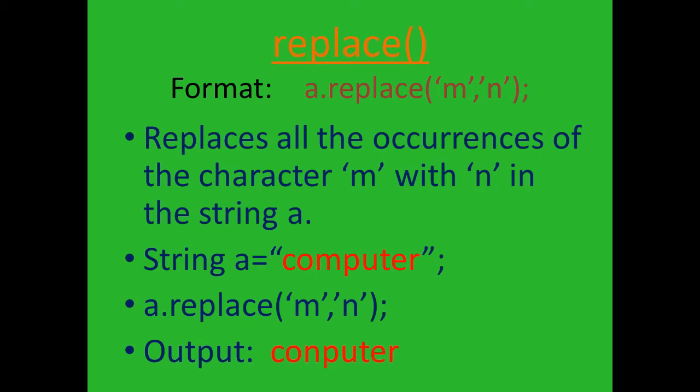Here we have given M as the first old character. We want to replace that character. Then put the comma, and with single inverted commas, give the new character. Here we have given N. Okay, close the bracket, then put the semicolon. Then you will get an output as CONPUTER. That means M is replaced with the N. Then this is the first format of replace function. Characters replaced. Okay.